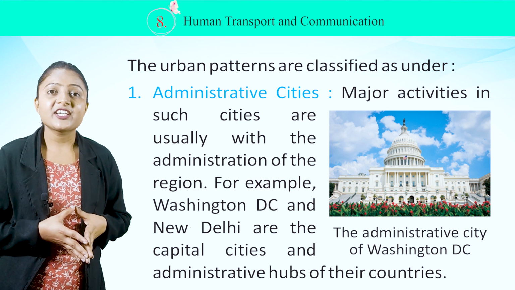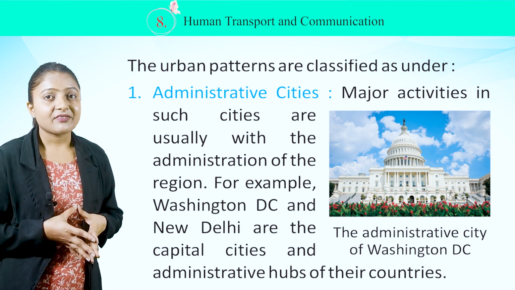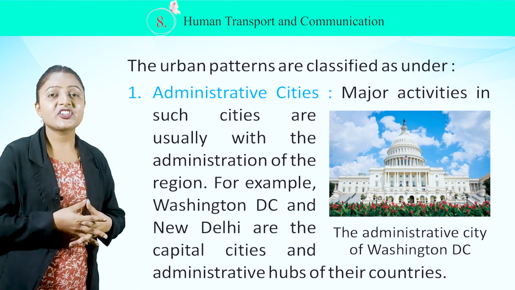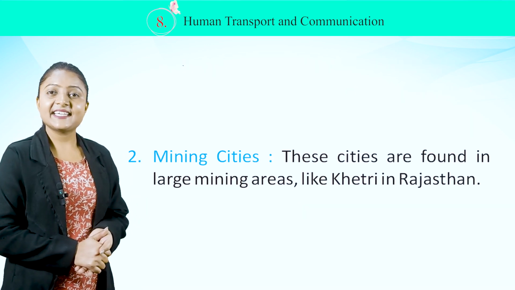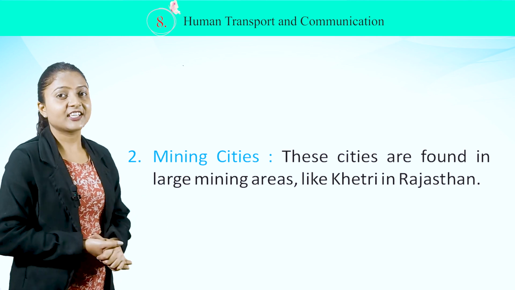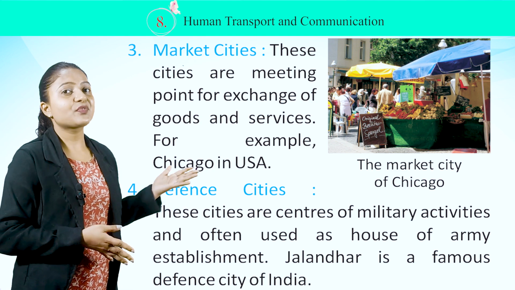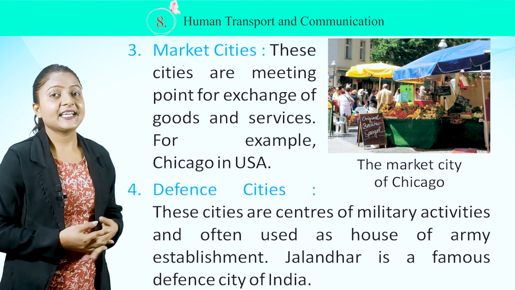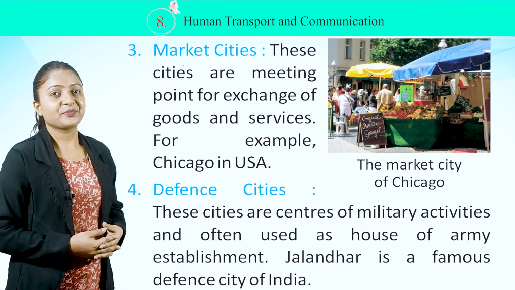For example, Washington DC and New Delhi are the capital cities and administrative hubs of their countries. In this picture, you can see the administrative city of Washington DC. Mining cities. These cities are found in large mining areas like Khetri in Rajasthan. Market cities. These cities are meeting points for exchange of goods and services. For example, Chicago in USA. In this image, you can see a market city of Chicago.